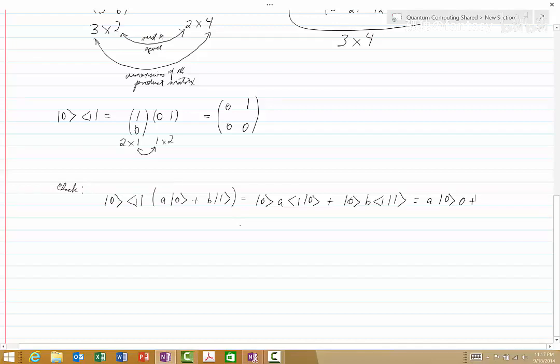And then for the second term, we can bring the B in the front, and we have the 0 ket. So I can interchange the order of these two because B is just a number. And then the inner product of 1 with itself is 1. So of course this first term goes away because it's being multiplied by 0, and the second term just becomes B times the 0 ket.